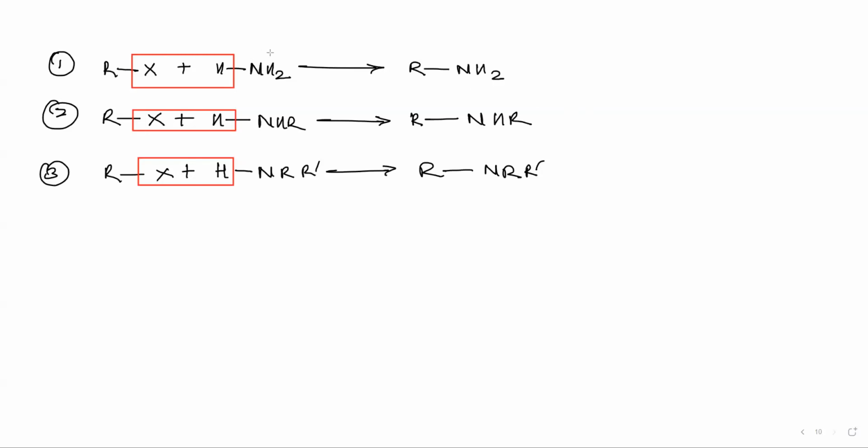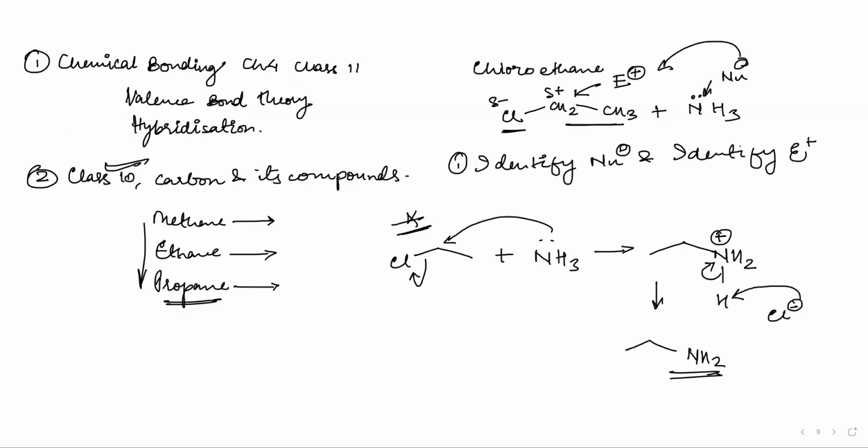So the first one is with ammonia. The first reaction is with ammonia. The second one is this, what? 1 degree amine, primary amine. This is what? 2 degree amine. So you can write this slide also. You will write both these slides, I know.